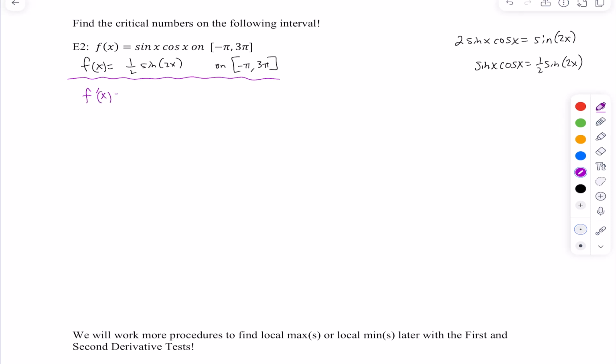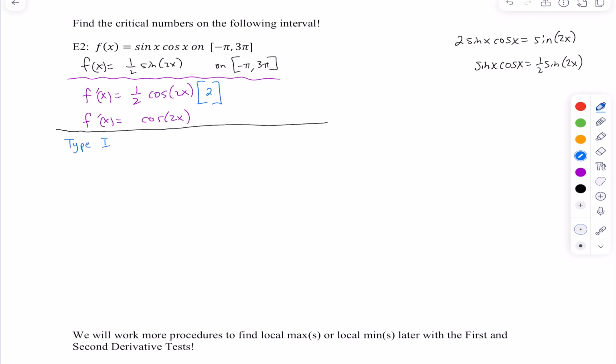So when you differentiate this, you're going to need the chain rule. So derivative of the outside function evaluated at the inside function times the derivative of the inside function, which is just 2. So our derivative looks like this. Now the denominator here is 1, so we don't need to worry about any type 2 critical numbers. Let's concentrate on type 1 critical numbers.